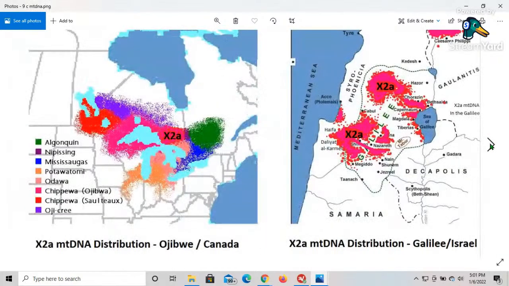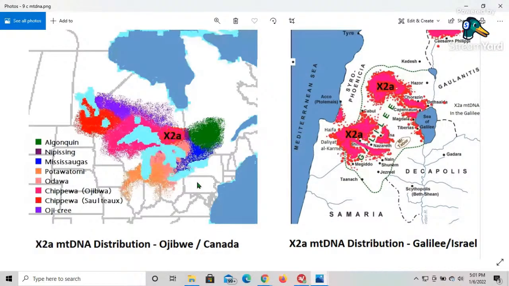It's one of those anomalies, you might say. See, you can see it right here. We have X in the area of the Levant, X2, and we have X in the area of the copper mines in the Americas. Oh, look at that. Look at that.